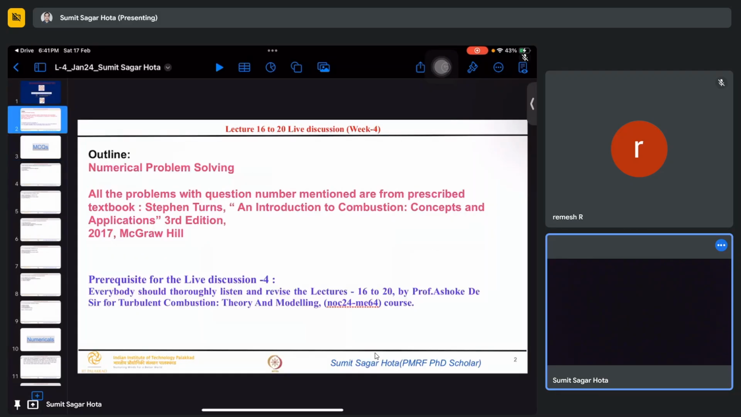Okay, in this section I will discuss some of the MCQ questions as well as some problems.